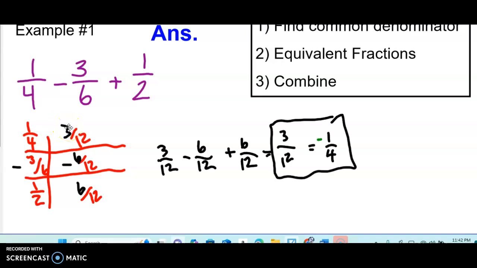So now write the new fractions with the new denominator. And you can see you have 3/12, -6/12, +6/12. So if you add them together, the denominator stays 12. So 3 minus 6 is -3, -3 plus 6 is 3, or 3/12, which simplifies to 1/4.